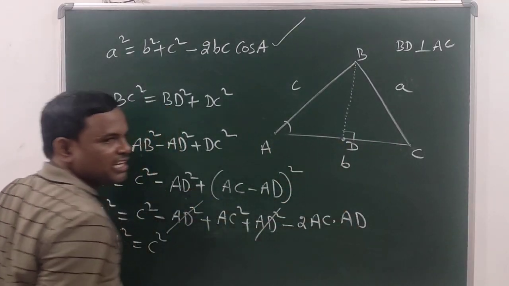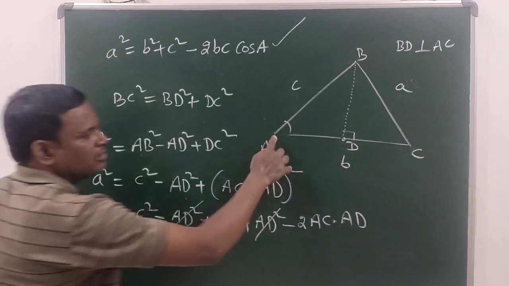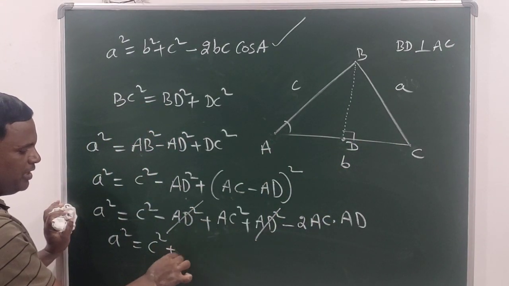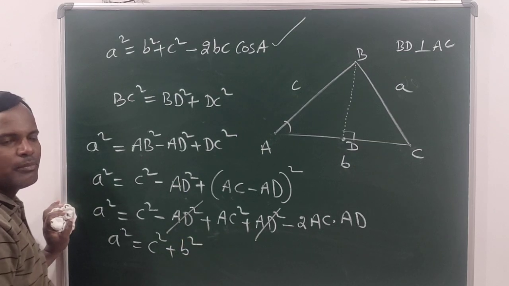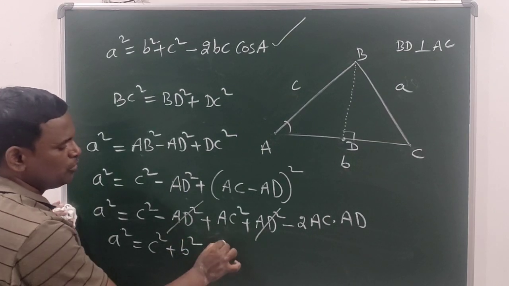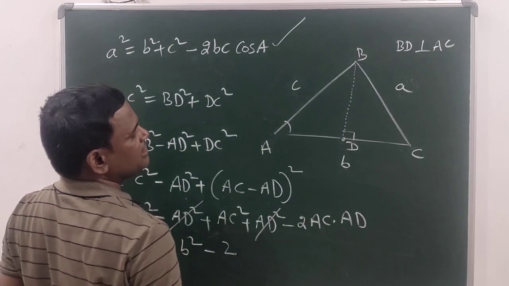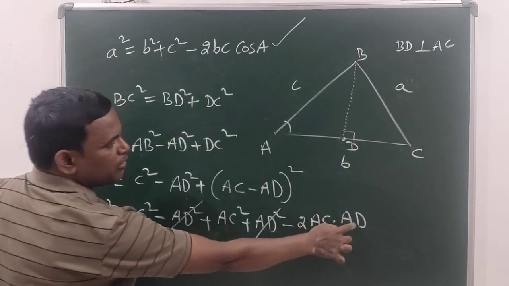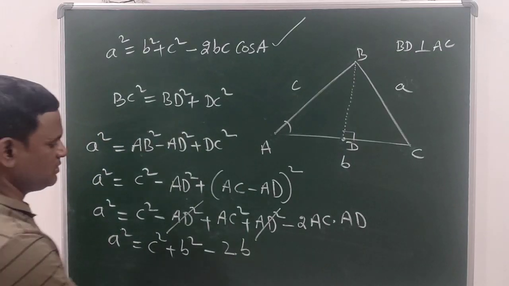Here AC, students. So what is the length of AC in that figure? That is small b. Now replace AC by b. So that here you will get plus b square minus 2 into AC. AC is how much? Small b. Small b into AD. Okay students.